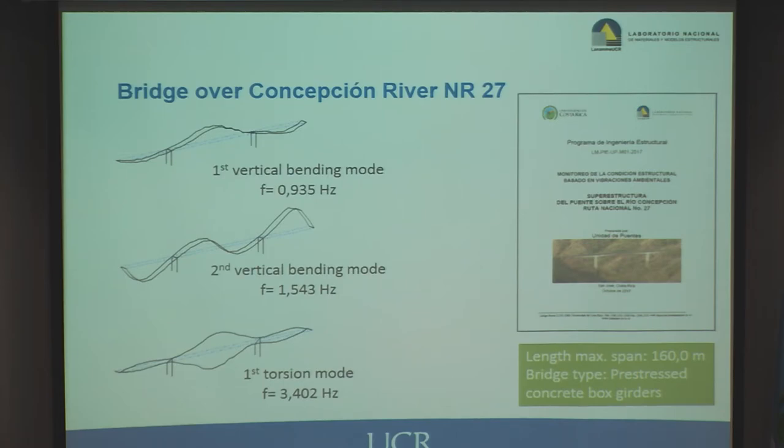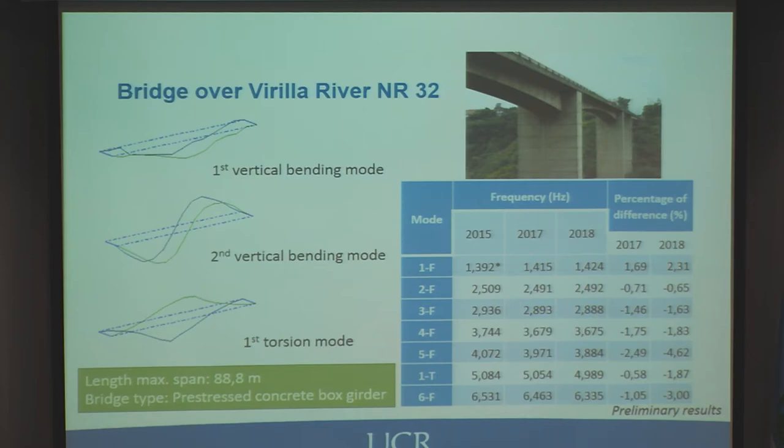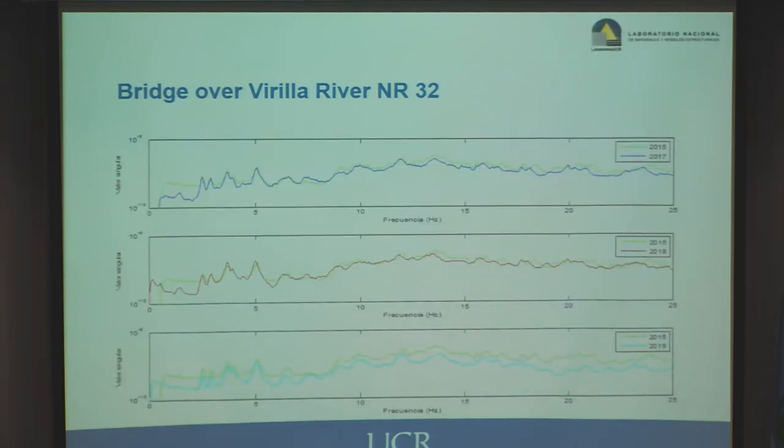Concepcion Bridge, the value of frequency is lower in this case. And this is the last one, the Virilla Bridge. In this case, we have obtained results in different years, in 2015, 2017, 2018, and 2019 too, but it's not here. If you see, in almost all the nodes, the value of frequency is decreasing. And here are the results for the FDD method.